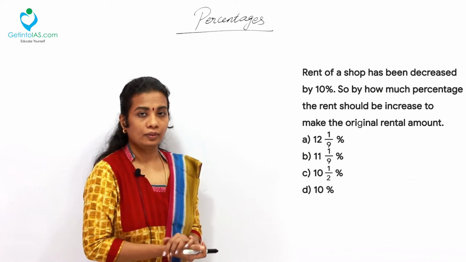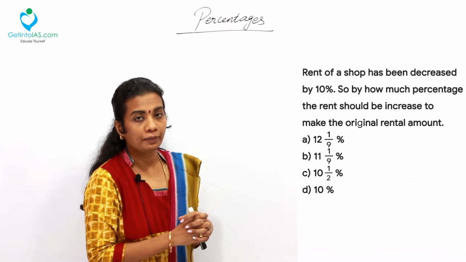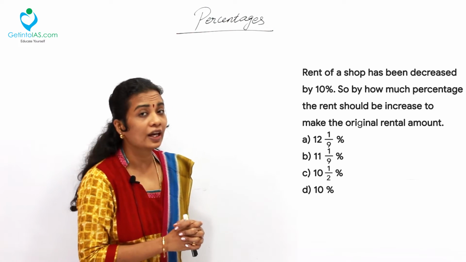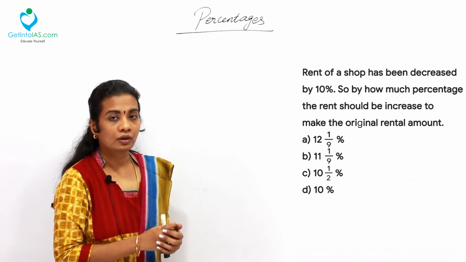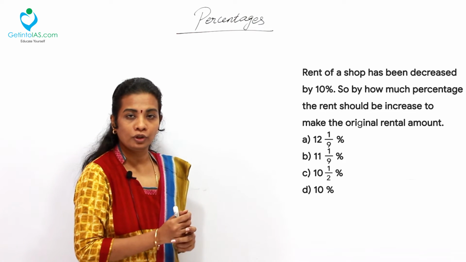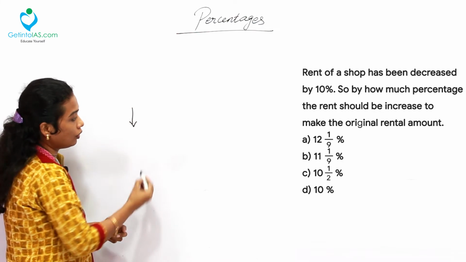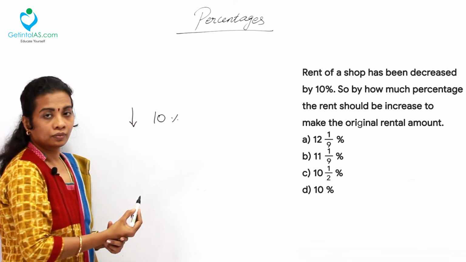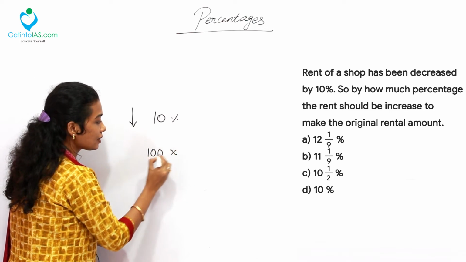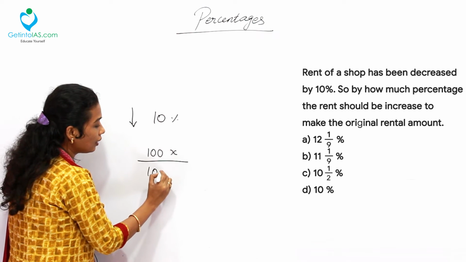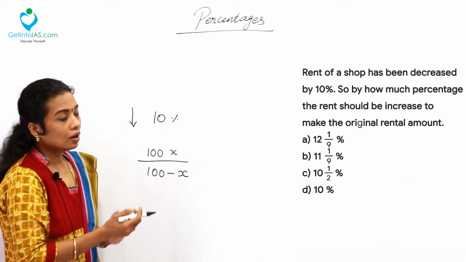The first example of percentage nullifying, rent of a shop has been decreased by 10%. So by how much percent the rent should be increased to make the original rental amount? 4 options are given. So here definitely you can apply the formula for percentage nullifying. Here it is given decreased value of 10%. For decreasing you can use 100x divided by 100 minus x.